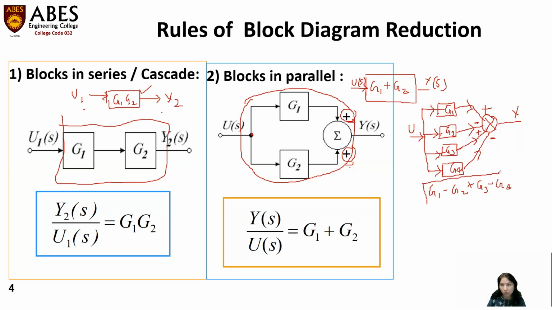They will come into one single block. Here we will write input U and here output Y. So the overall transfer function will become Y upon U, which is equal to G1 minus G2 plus G3 minus G4. So if blocks are connected in parallel, we have to take the algebraic sum of those blocks, right? So this is the rule number 2. Now we are moving towards rule number 3.